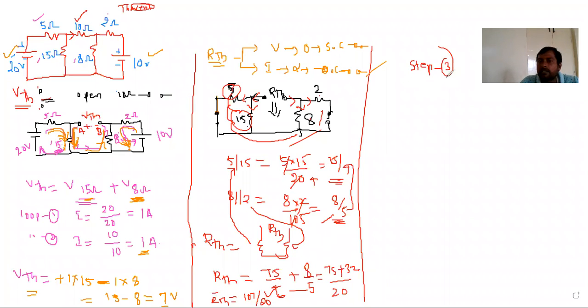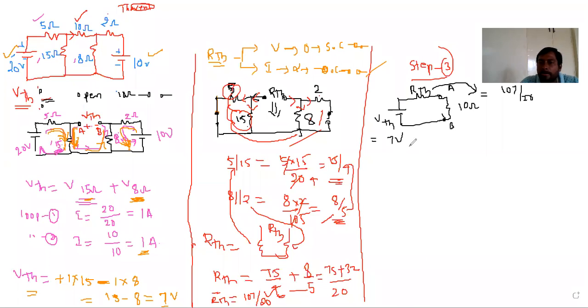Now the final step is step 3. In step 3, V Thevenin and R Thevenin are connected in series between the AB terminals. Whatever resistor is there should be connected in series with the given V Thevenin and R Thevenin. So V Thevenin is equal to how much? V Thevenin is equal to 7 volts. R Thevenin is equal to 107 by 20.